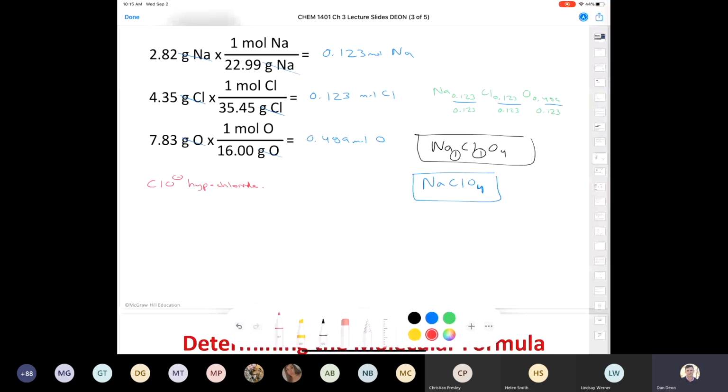Chlorite. If you have ClO2 minus, that's chlorite. If you have ClO3 minus, that's chlorate. And if you have ClO4 minus, which is what we have here, you have perchlorate. So we have sodium and perchlorate. So the name of this compound is sodium perchlorate. Like that. Sodium perchlorate. There we go.